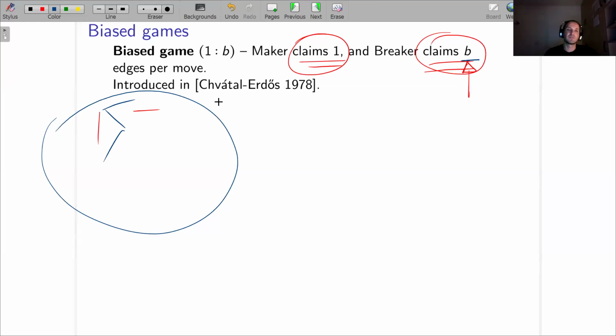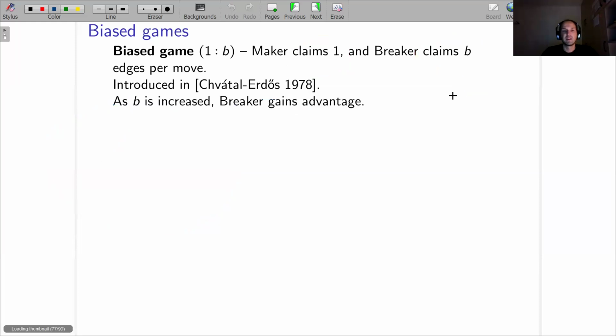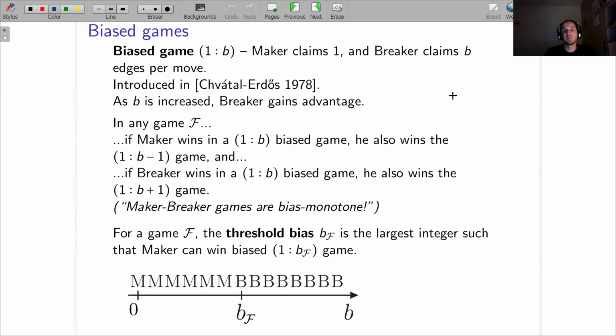This was also introduced by Chvátal and Erdős in the seminal paper. And then we look at the threshold bias. So maybe I have a picture. I'll just show you a little bit to give you a flavor of this. As you increase this bias in a 1 against b game, at some point Breaker starts winning, and this is the threshold bias that we're looking at for these games.